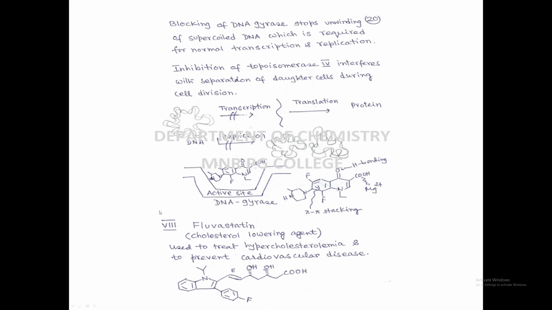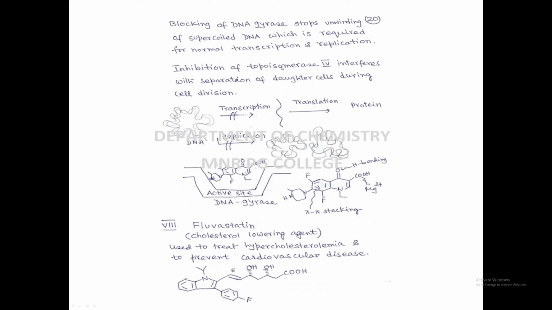Now see this pictorial representation. This is DNA. And by blocking the DNA gyrase, what happens now? The supercoiling of this DNA cannot be unfolded. So if it cannot be unfolded, then what will happen? Two things mainly happen. One is that protein synthesis will be in trouble, and replication is also not possible for the bacteria.